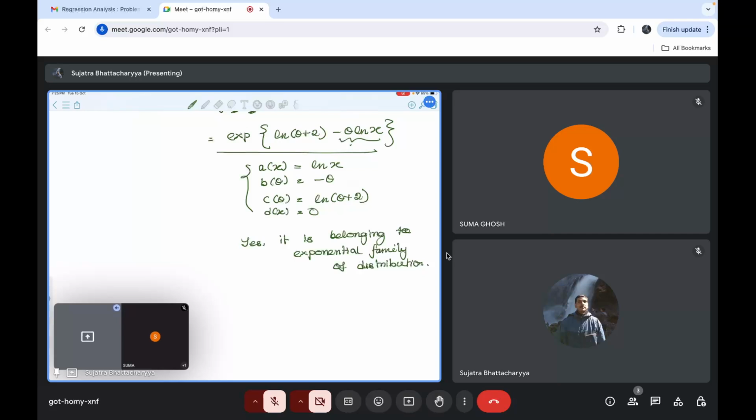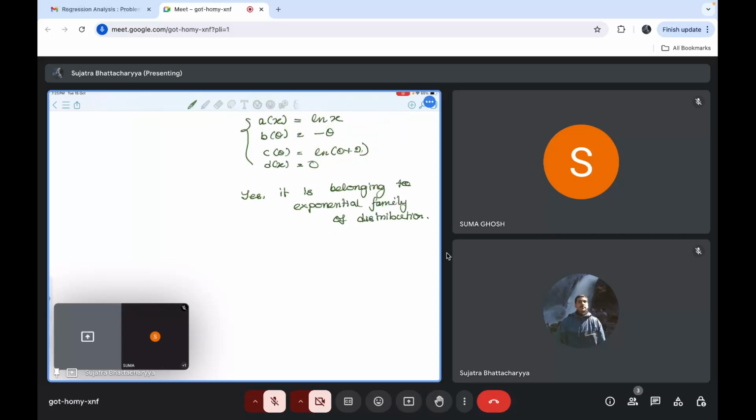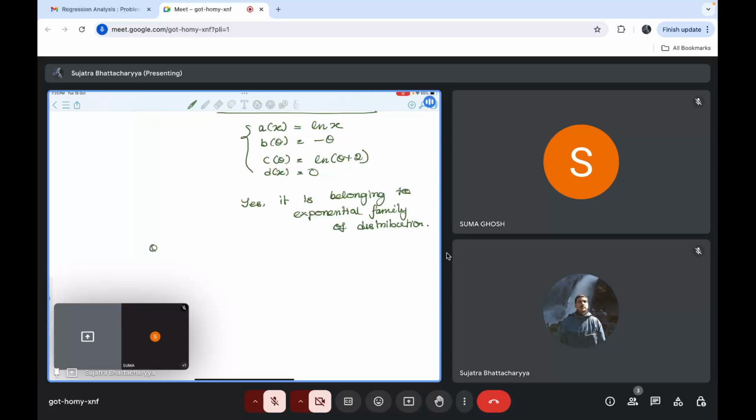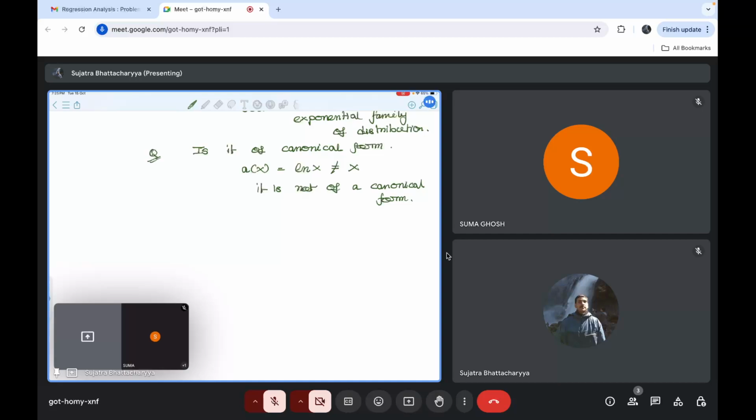So this question is over here. Now, next: is it of the canonical form? If this question is being asked, then the problem arises that our a of x is nothing but log of x, which is not equal to x. We want a canonical form only when a of x is equal to x. So it is not of a canonical form. So this is one set of questions which is over.